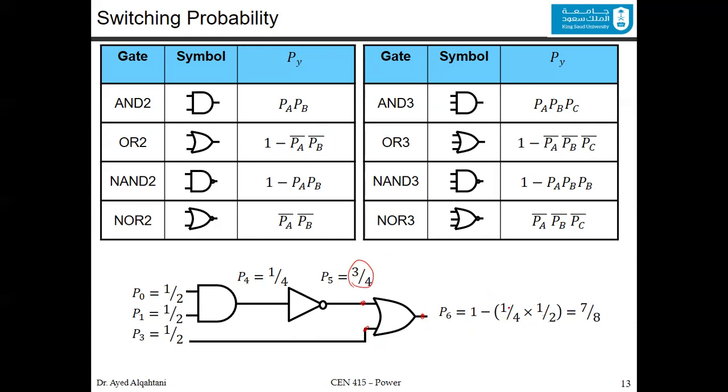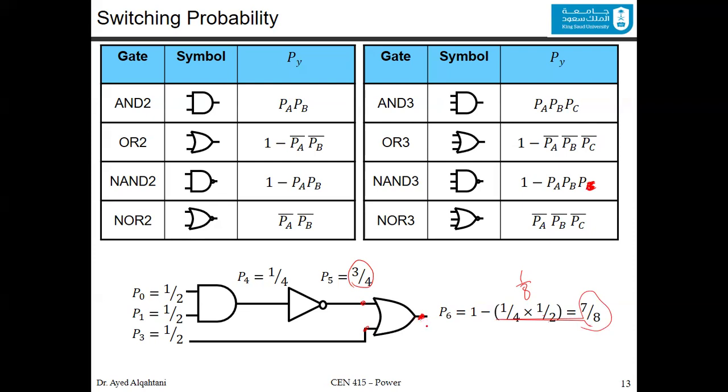Now, if you multiply those two together, it will be 1 over 8. And I mentioned this is actually C, not B. And we calculate P6 by saying that it's 1 minus 1 over 8, which is going to be 7 over 8. And that's the probability at the output of this circuit. We calculate it this way.